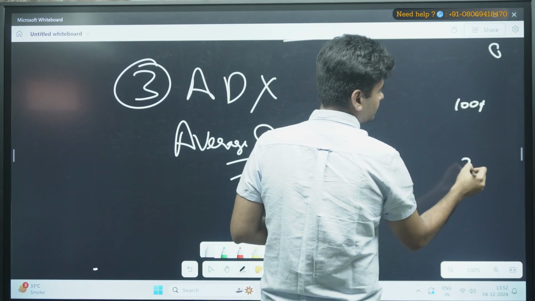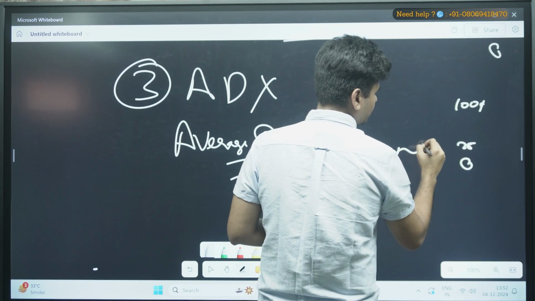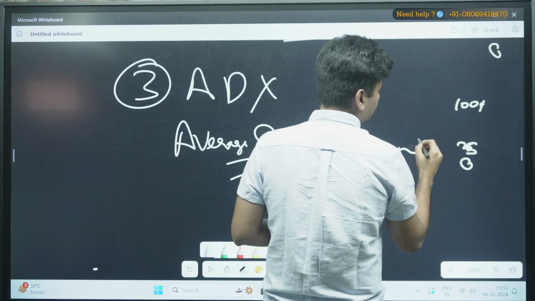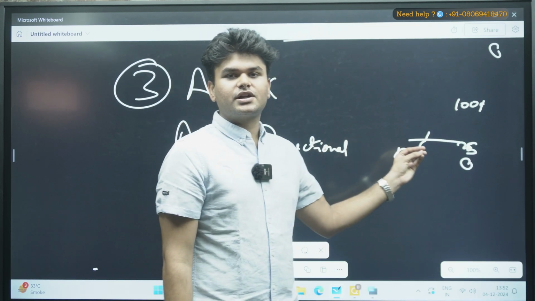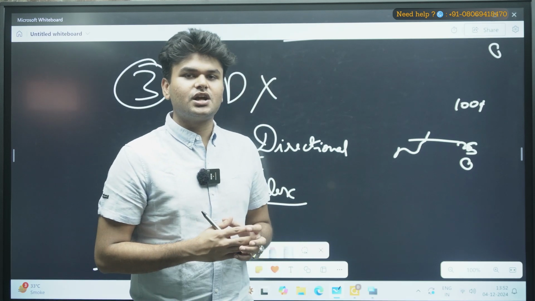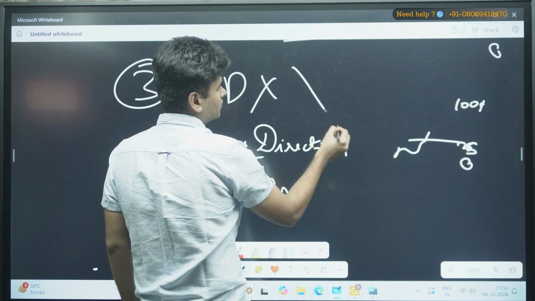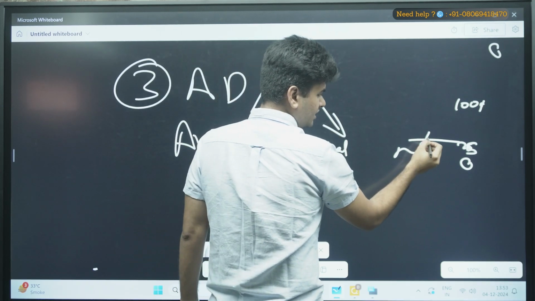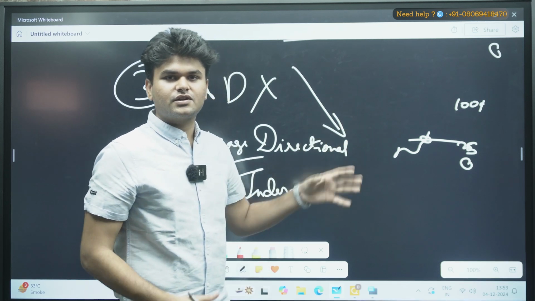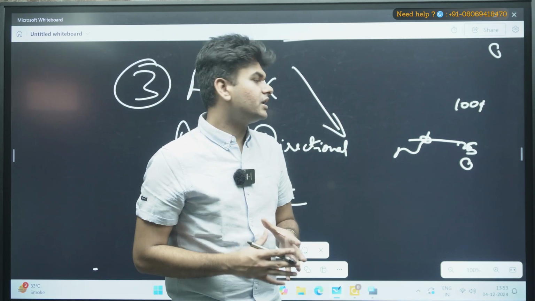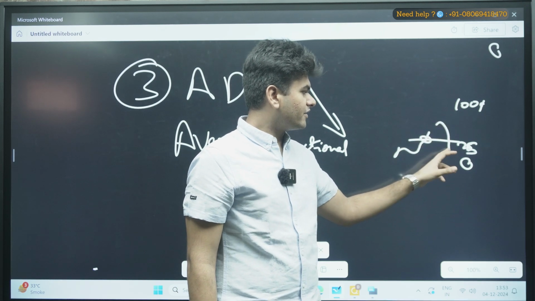Now whenever the ADX is crossing, let's just suppose it is coming here and crossing the 25 level, that means a particular trend or direction is starting, and we can see a trend in the same direction. Let's just suppose the price is falling and you see ADX crossing above 25. That means the downtrend is now confirmed, or it can be a good downtrend, and it shall continue until it comes below the 25 range.